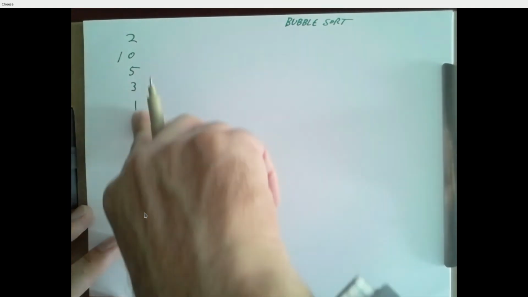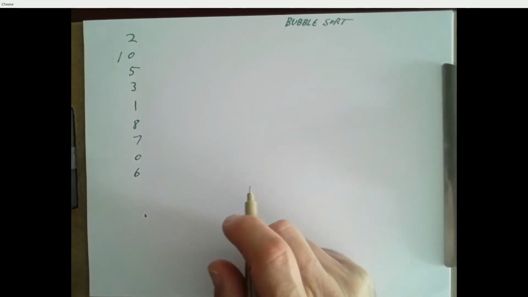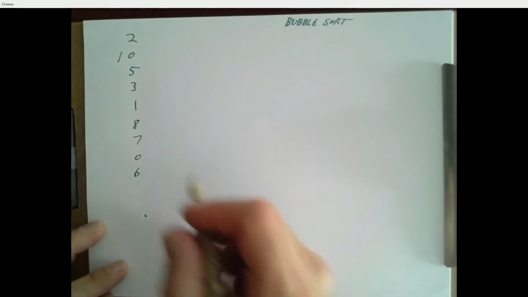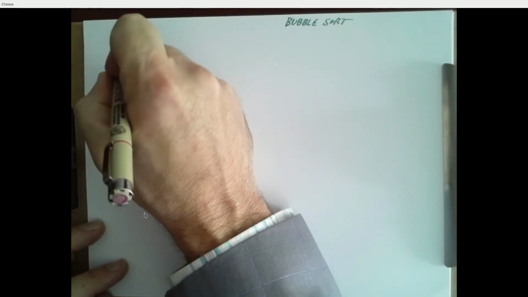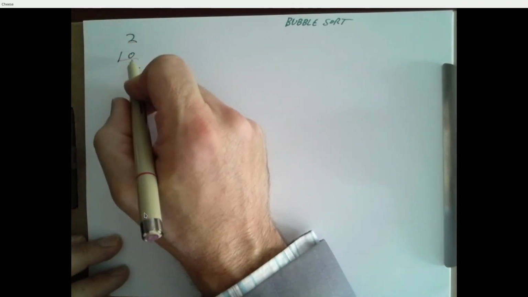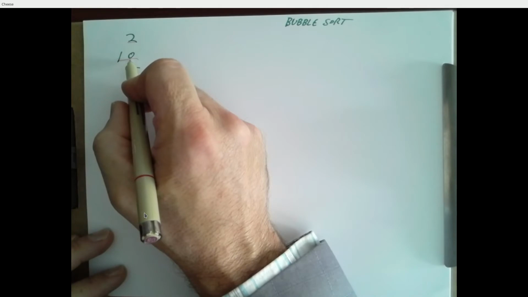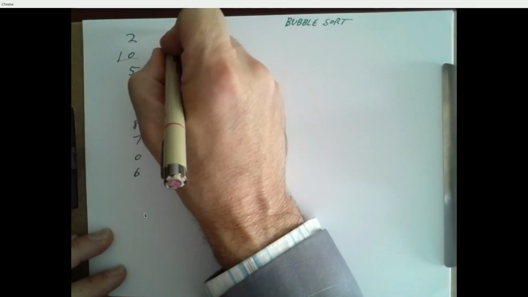So what does a pass look like? Instead of going through and saying, what's the biggest number out of all of these, we compare each number to the number after it. So we start at the beginning and we compare the 2 and the 10. And we'd like the larger of those numbers to come second and the smaller to come first. So we say, is 2 bigger than or less than 10? Well, 2 is less than 10, so these are in the correct position. So I'm going to leave the 2 where it is.